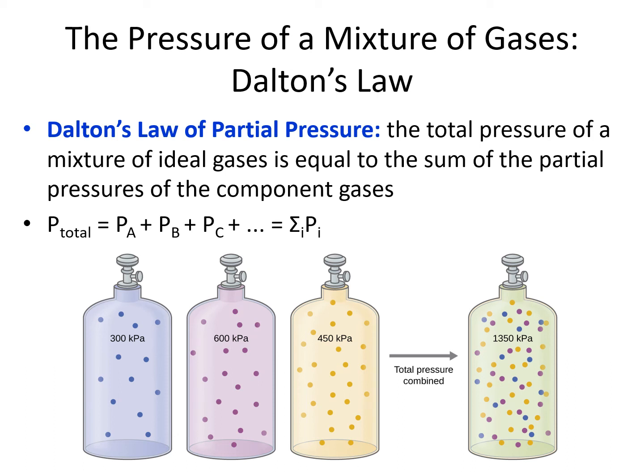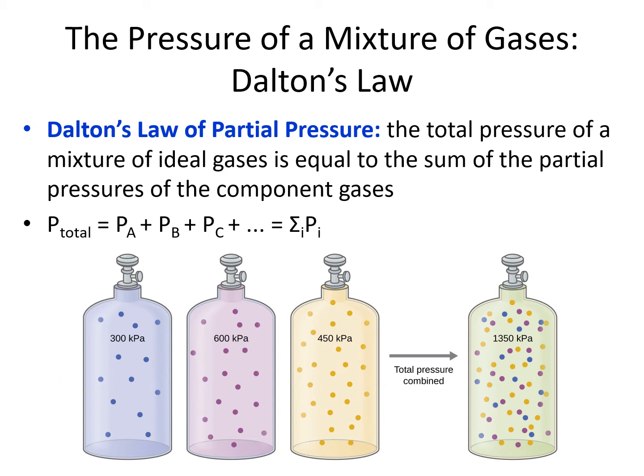So far, we've been talking about just one gas at a time. What happens when we have a mixture of gases? One of the things we can use is Dalton's law of partial pressure. That tells us that the total pressure of a mixture of ideal gases equals the sum of the partial pressures. In other words, the individual pressures of each of the gases that make up the mixture.